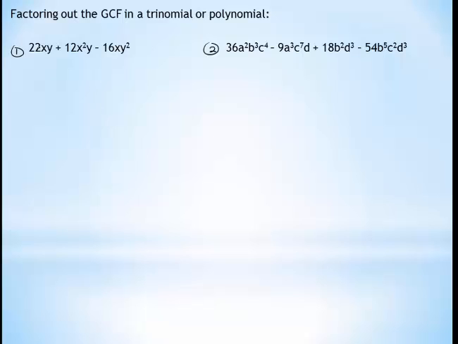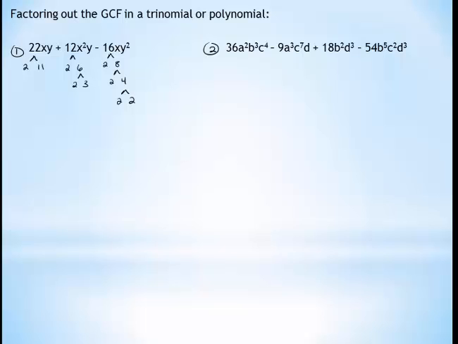Okay, in order to factor a trinomial or a general polynomial, I'm going to go ahead and number these because I don't think I'm going to have enough space to write it all out. 22 is 2 times 11. 12 is 2 times 6, which is 2 times 3. 16 is 2 times 8, which is 2 times 4, which is 2 times 2.